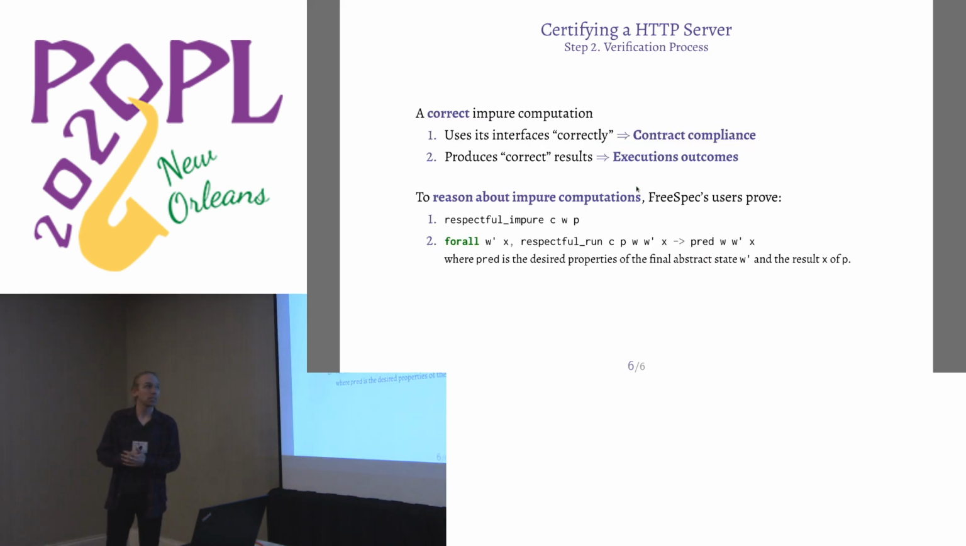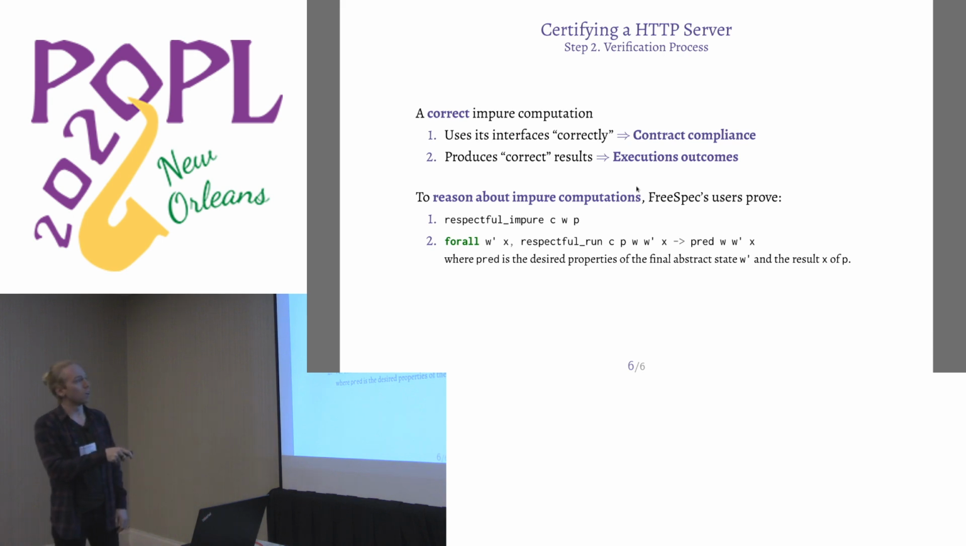I think that there are two different properties that we want to reason about when we reason about the correctness of an impure computation. The first one is, do we use the interface correctly? So it's basically about contract compliance. We always satisfy the caller obligation. The second one is to reason about the outcomes of our execution, both in terms of witness state and in terms of actual results that we compute.